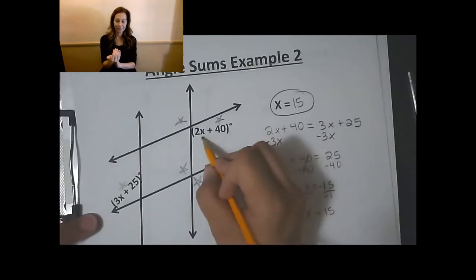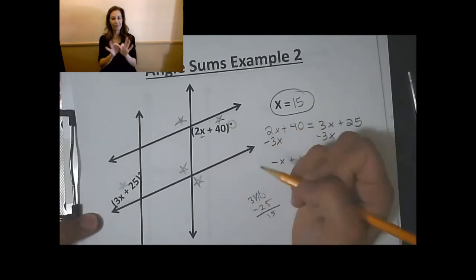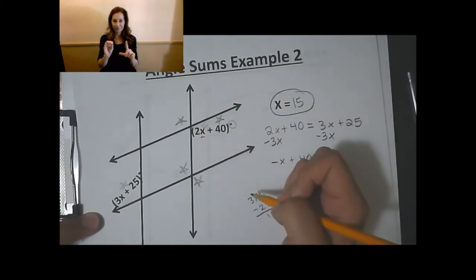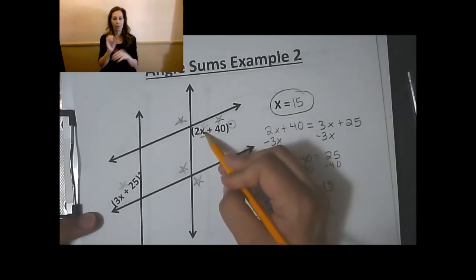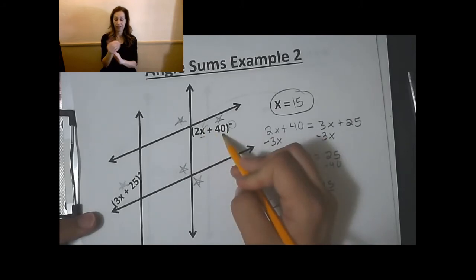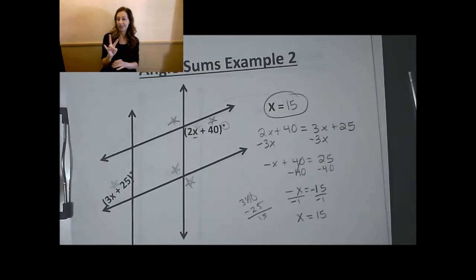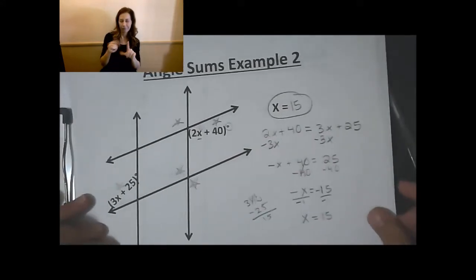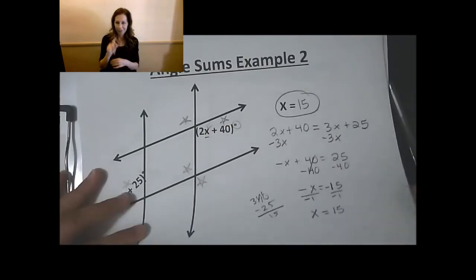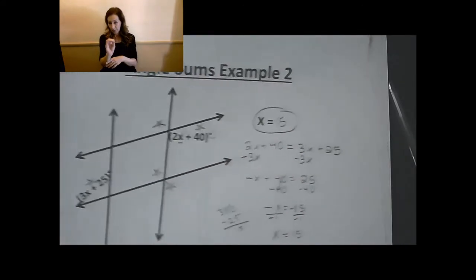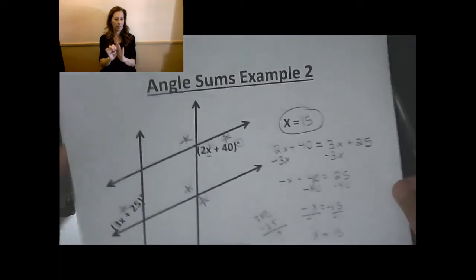We just found the value of x though. We did not find the degree measurement. To do that, you would plug 15 in here. So 2 times 15 is 30 plus 40. That gets me 70 degrees for that measurement right there. And again, these are not drawn to scale. But we're going to be finding those degree measurements in a couple more examples. Alright, let's keep going.